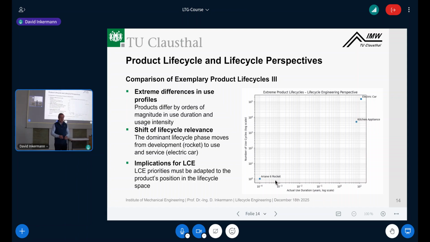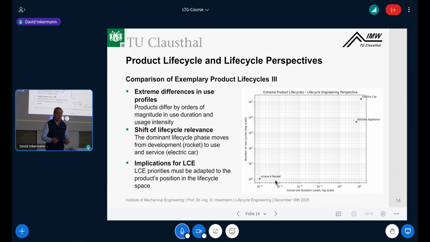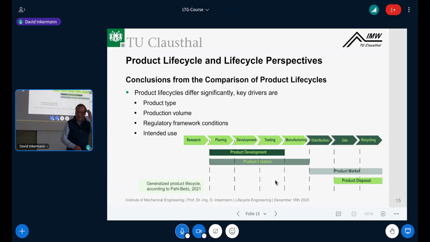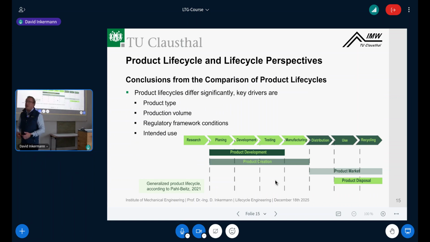So the extreme differences in the use profiles are what we have to understand. And on the other hand, it is also about understanding which of the life cycle phases is the most dominant one. Again, comparing those products, for the rocket it is the development, and for the electric car the service over 8 years is relevant. And that is exactly what we have to understand for life cycle engineering and set priorities here. This is a short example about life cycles and the conclusion that you can build on that the product life cycle for sure differs greatly between different products.